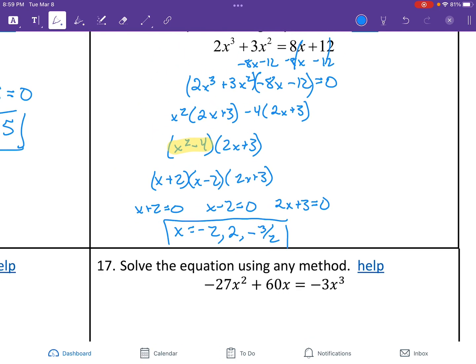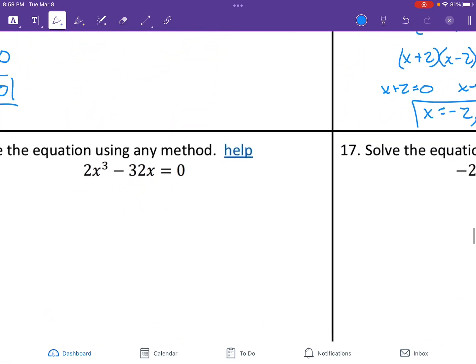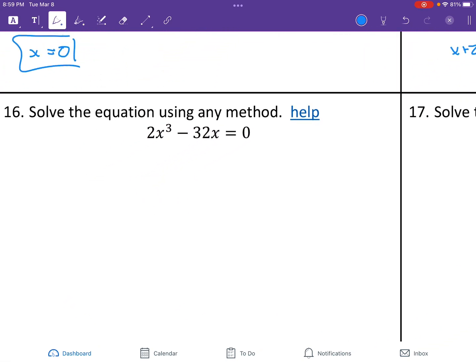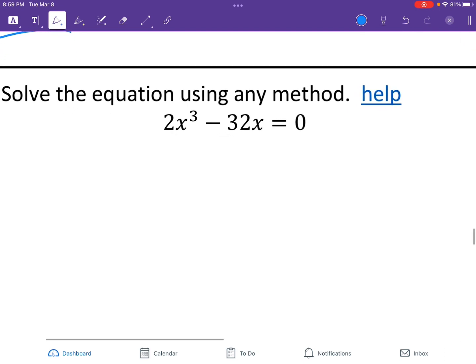All right. Moving right along. All right, in this case, you don't add 32x to the other side. You should realize that these two terms have something in common. They have a 2 and an x. If you take 2x out of both things, you're left with x squared minus 16. And that equals 0.